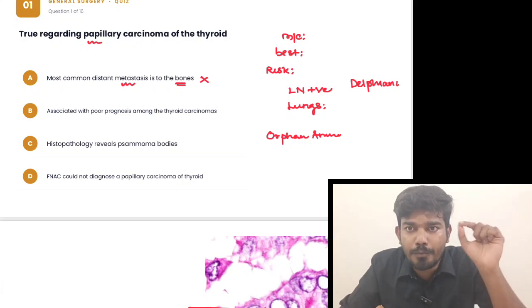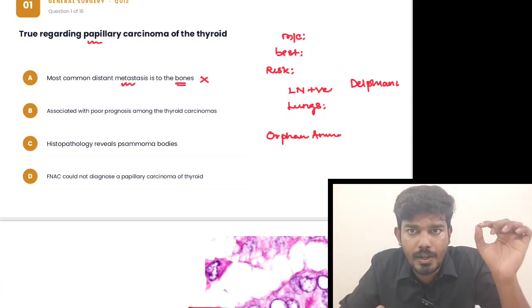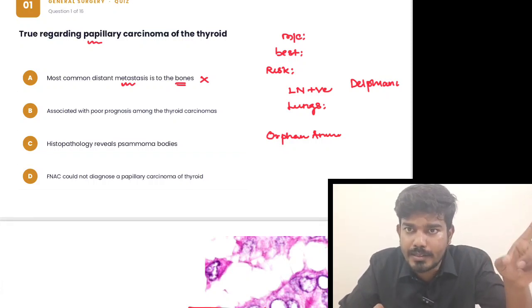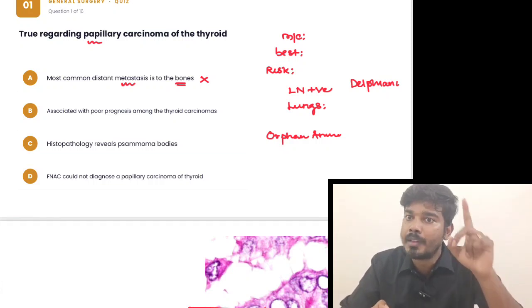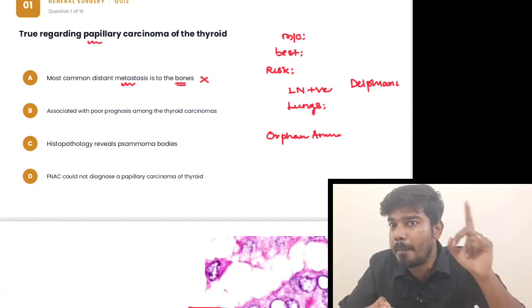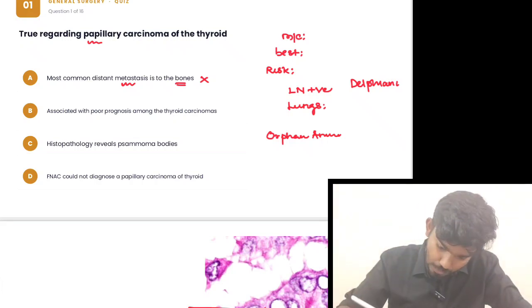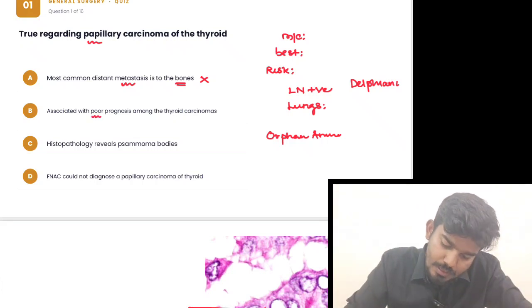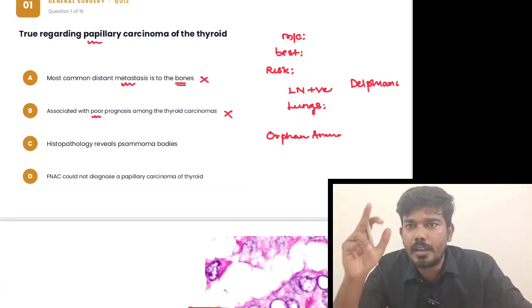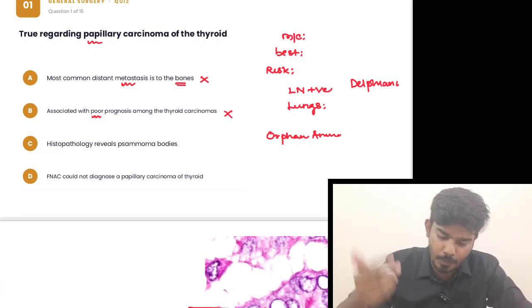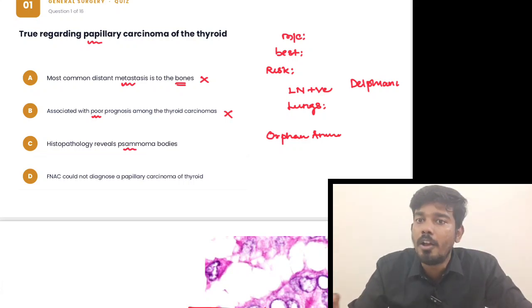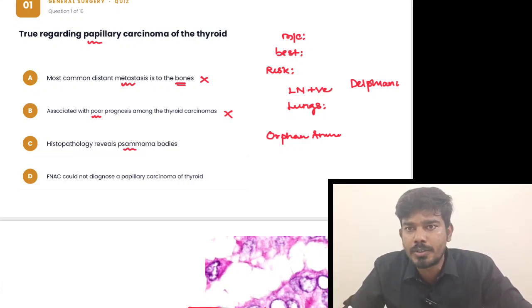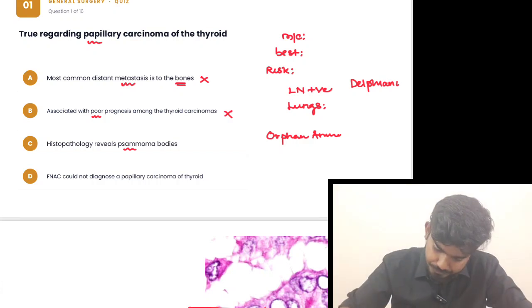The tumor marker for differentiated tumors is serum thyroglobulin, whereas medullary carcinoma develops from parafollicular C cells, not follicular cells, and the tumor marker is calcitonin. Medullary carcinoma is associated with MEN2 syndrome. Is it associated with poor prognosis? No, papillary carcinoma is associated with the best prognosis among thyroid carcinomas. Histopathology reveals psammoma bodies and also Orphan Annie nuclei.